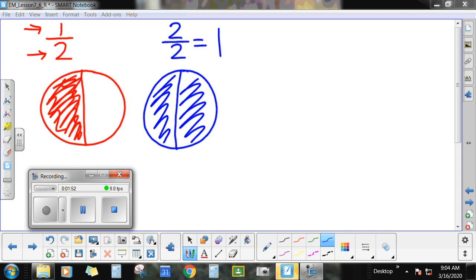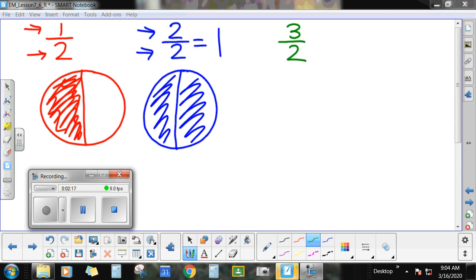Now we've talked about this a little bit before. When the numerator and the denominator are the same, we know that that equals 1 whole. All right, now I want you to draw 3/2. And I want you to go ahead and pause the video for a second. I want you to draw 3/2 and see what you come up with.